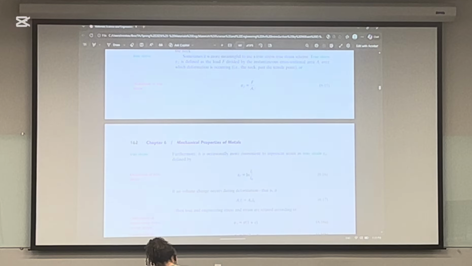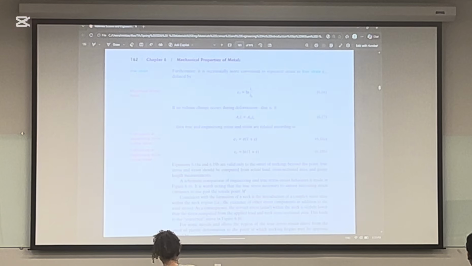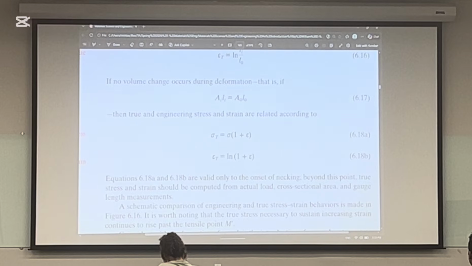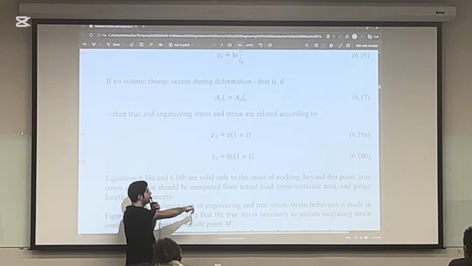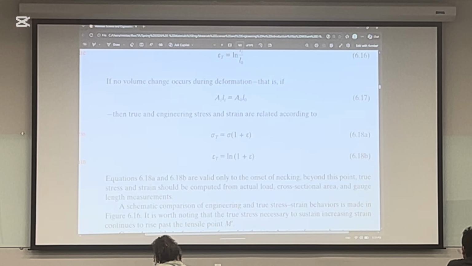The true stress is the real-time force over A_i, which is the instantaneous cross-sectional area. And the same thing for the true strain: the real-time change in length over the initial length. And you have these two formulas, which are very important. That's how we connect true stress and strain with engineering stress and strain.